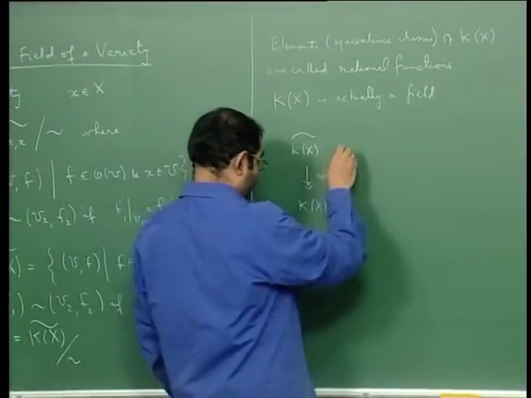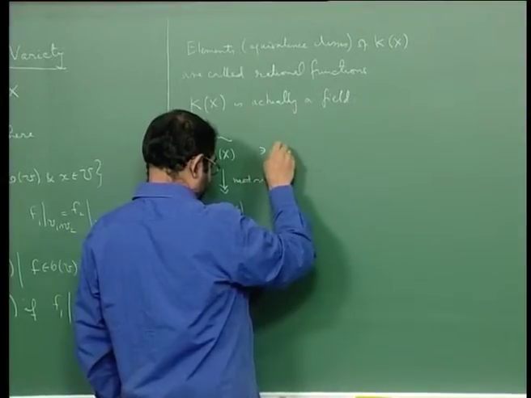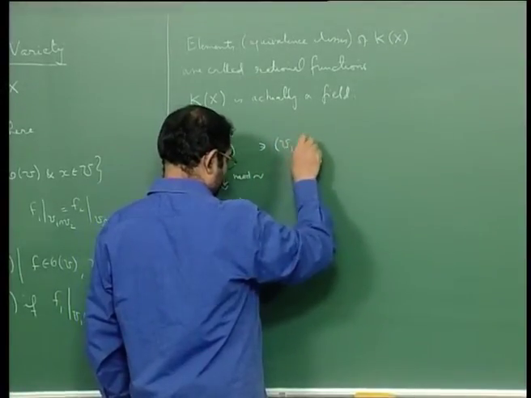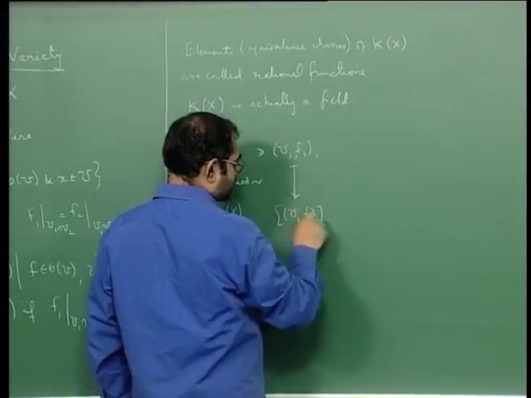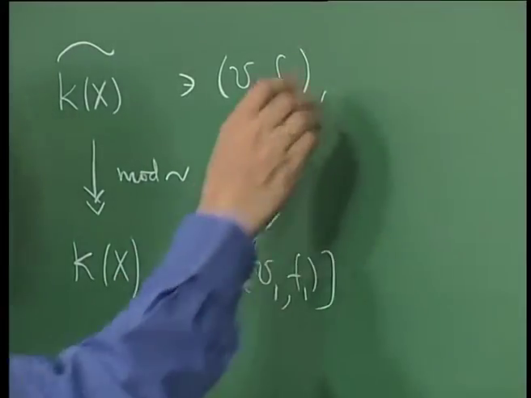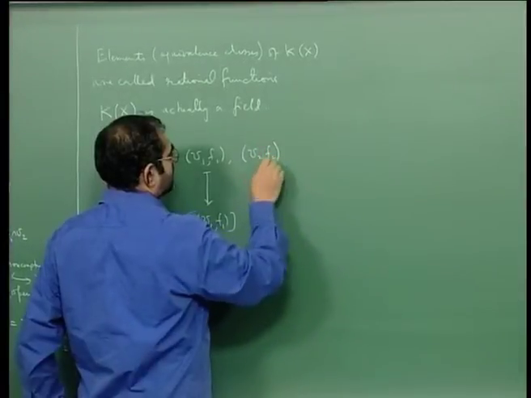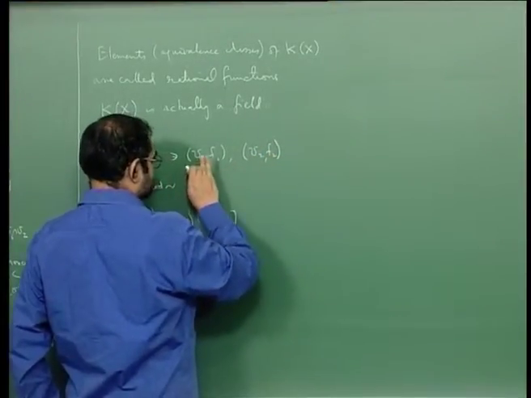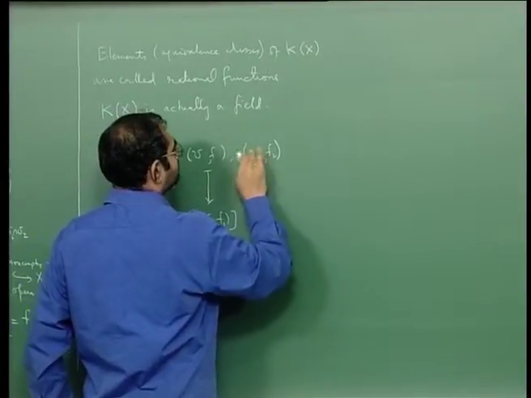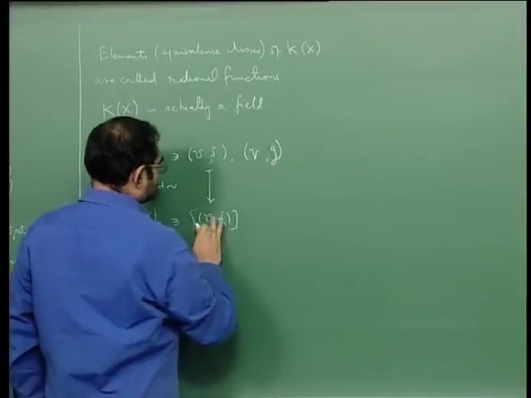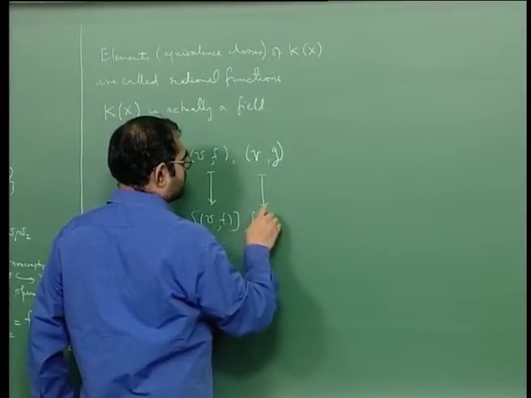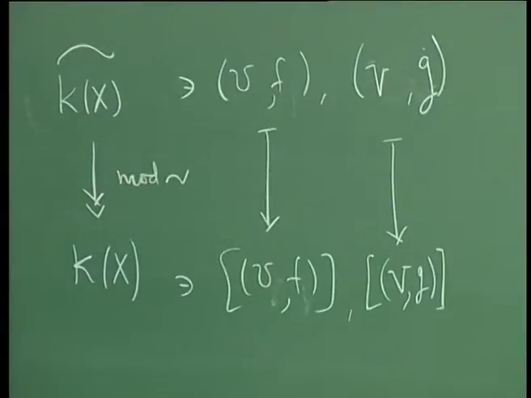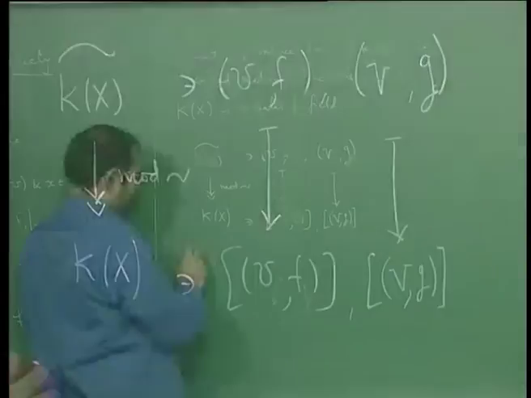Okay, and what we are doing is, if you give me a rational function u1 comma f1, you send it to its equivalence class, which I will indicate by putting a square bracket. And if you give me another rational function u2 comma f2, rather let me use u comma f and v comma g, this will go to the pair v comma g followed by a square bracket, the square bracket indicating the equivalence class. And then how do you add these two? It is very simple. You add them like this.